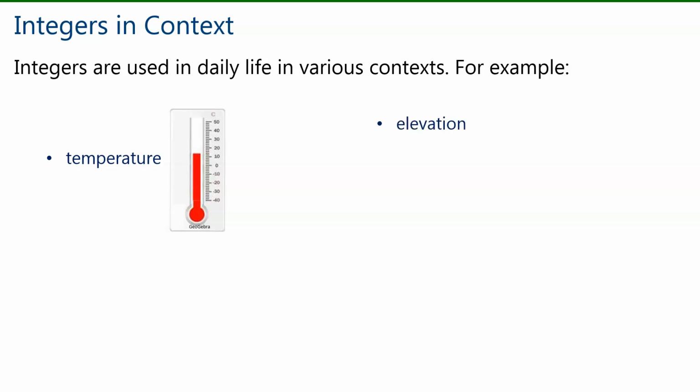If you're talking about elevation, like the height of something, sea level is what we mark as 0, and anything above sea level is a positive number, and anything below sea level is a negative number.